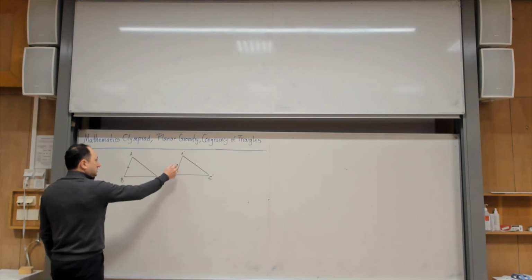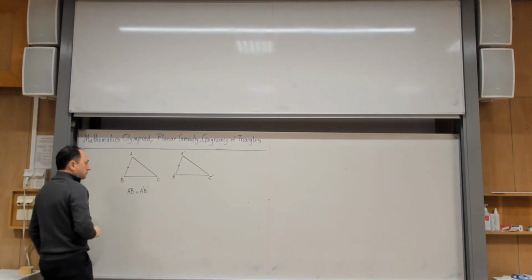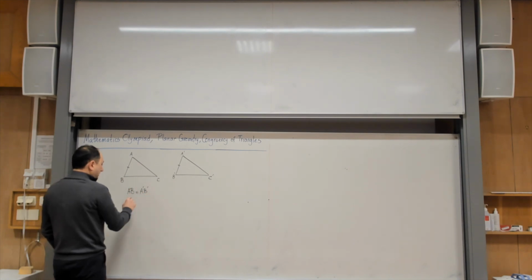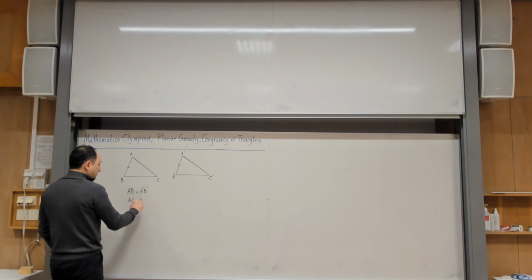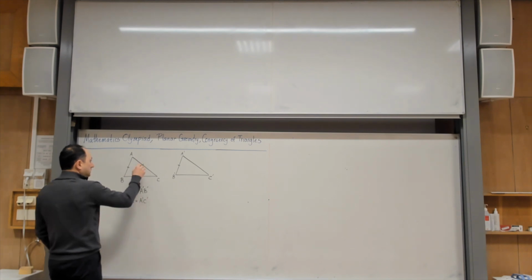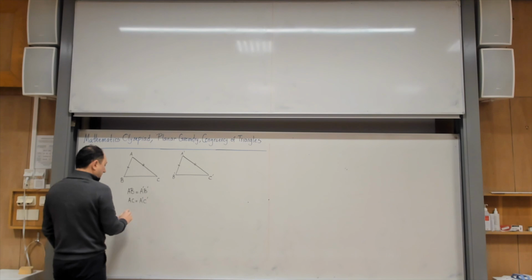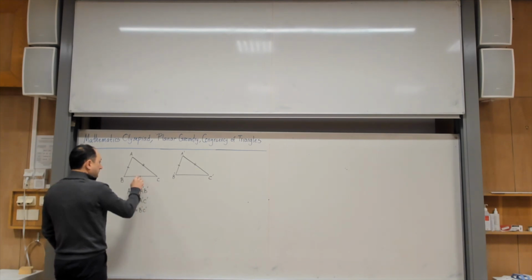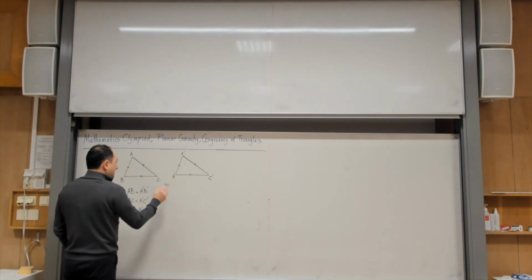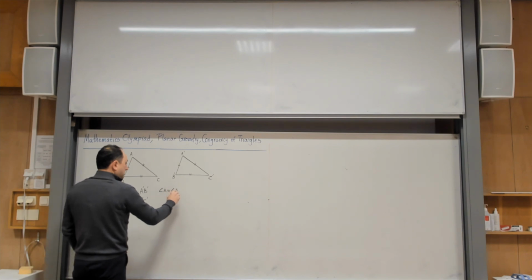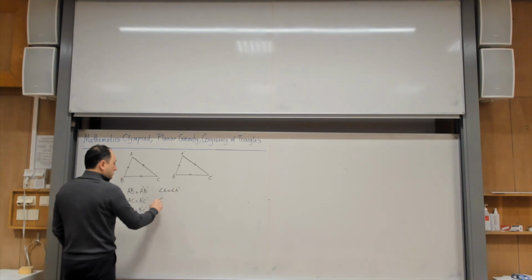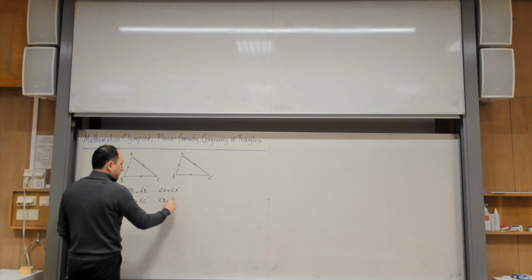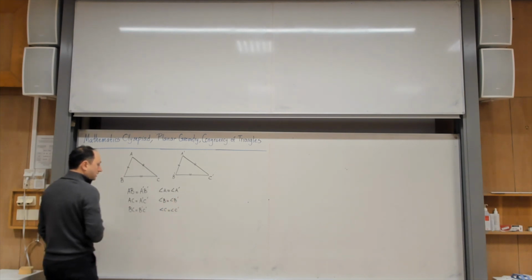So let us just represent it by this dash. And then AC is equal to A prime C prime, and BC is equal to B prime C prime. On the other hand, the measure of angle A should be equal to the measure of angle A prime, the measure of angle B should be the measure of angle B prime, and the measure of angle C should be the measure of angle C prime.